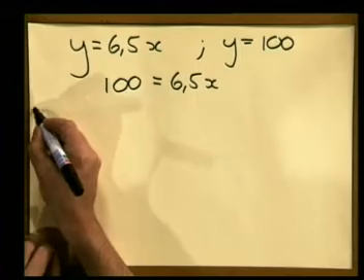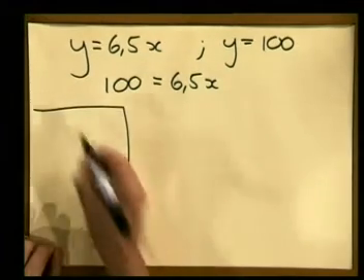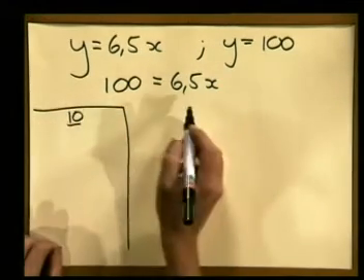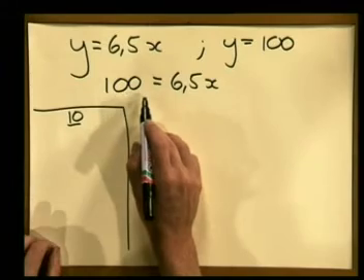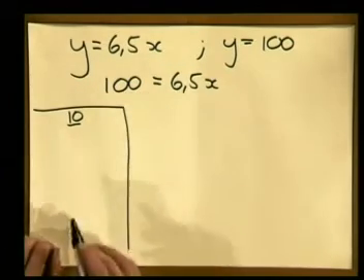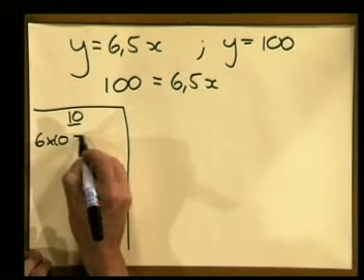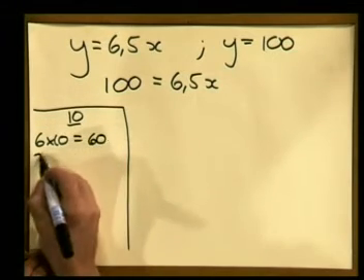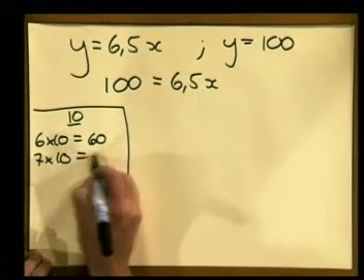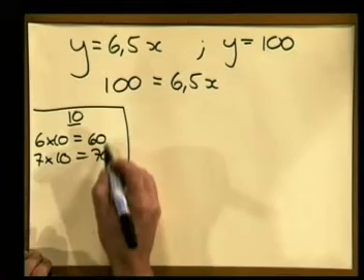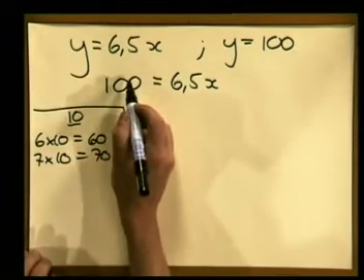So first, let's estimate. I'm going to choose a possible value of 10. Now remember, 6.5 lies between 6 and 7, so those are the two values I'm going to be testing with. Firstly, 6 times 10 is equal to 60. 7 times 10 is equal to 70. But that's too low. Remember, we're trying to get to an answer of 100.